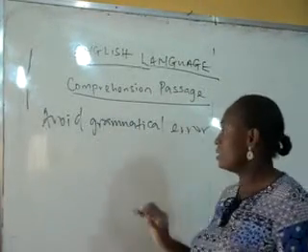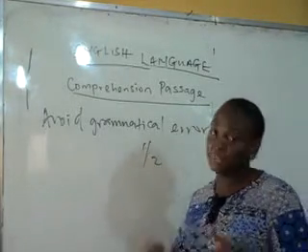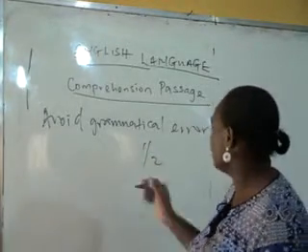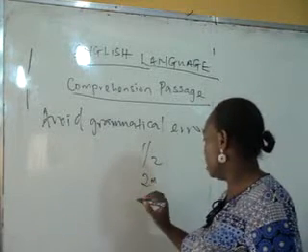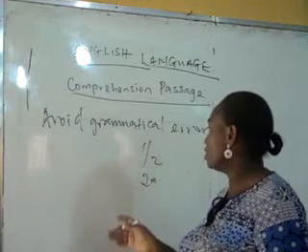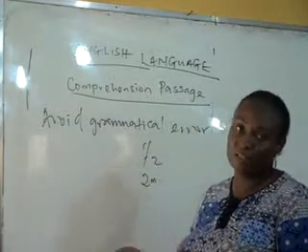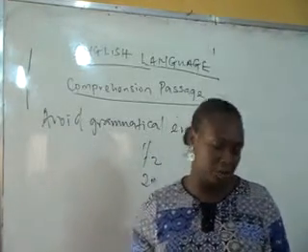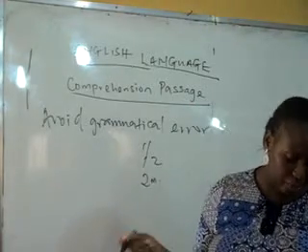Because for every grammatical error is minus half mark. So that means in your answer, assuming there are 2 marks, your examiner is told to give you 2 marks. The moment you have an error, that's minus off. That means you end up with 1.5 marks. So try as much as possible to avoid any grammatical or expression error.